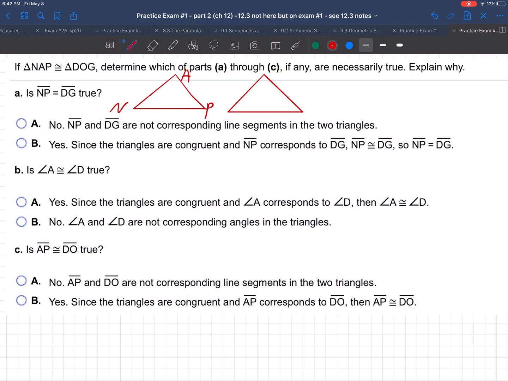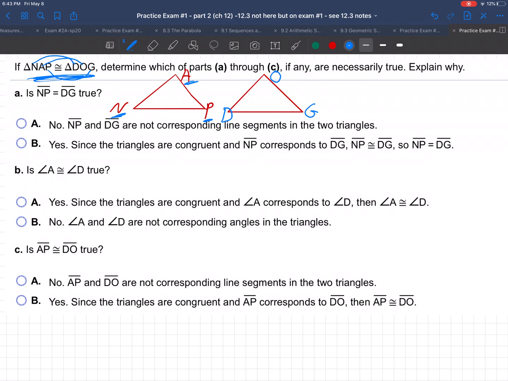You can do it whatever order you want, but once I've done NAP, N has to go with D, A has to go with O, so I'm going to go D, O, G, just like I went N first, then A, then P. You got to do the same order so that they match up. That's what they're saying. When they make this congruence statement, they're saying the two triangles are identical, and they're identical in this particular order. N matches up with D, A matches up with O, and P matches up with G. So you got to match them in that order.